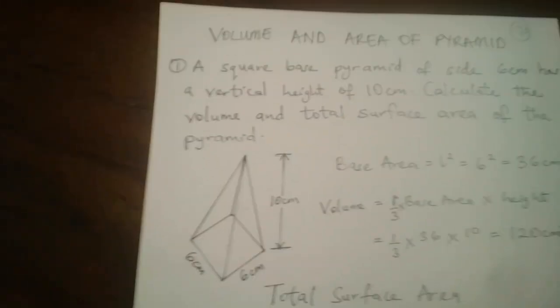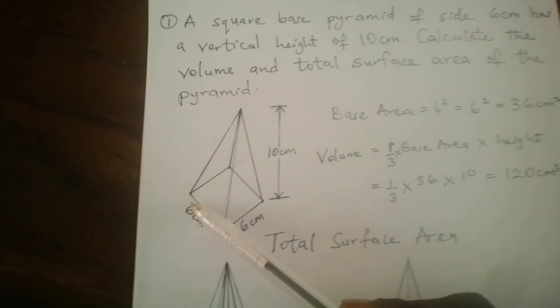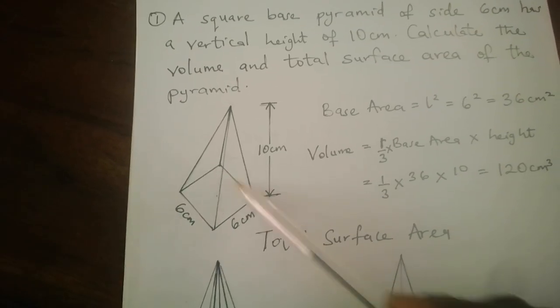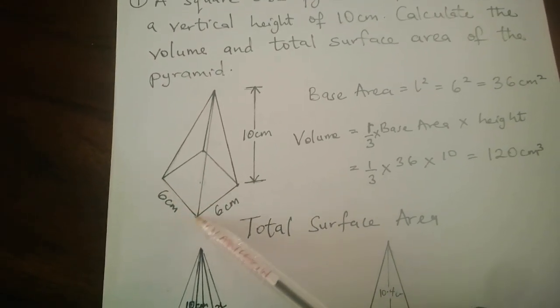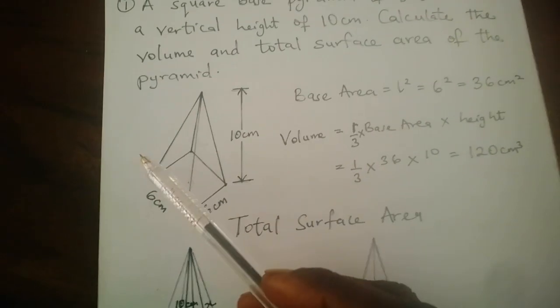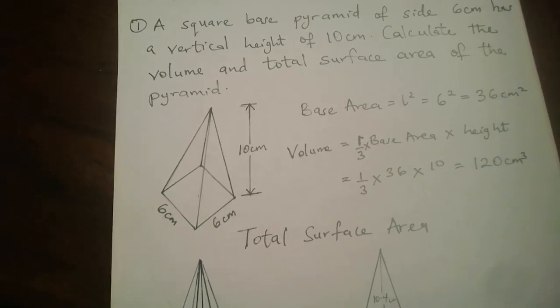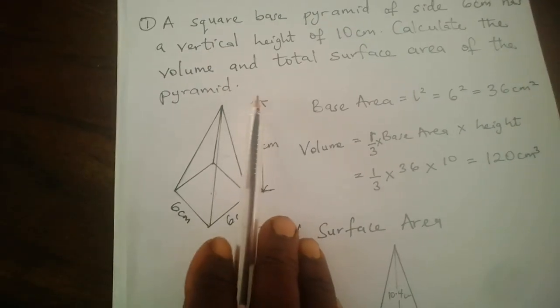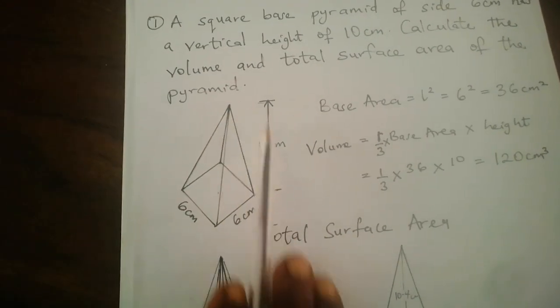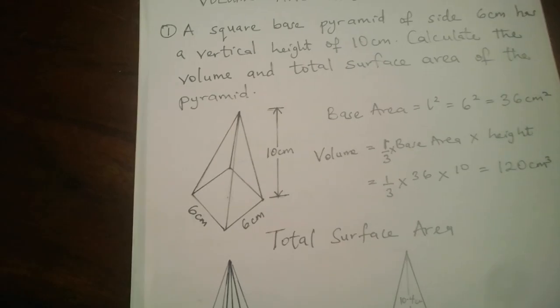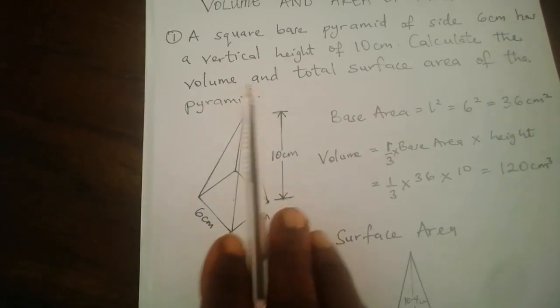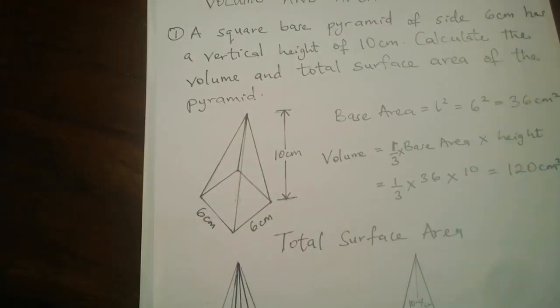Now, if you have a square-based pyramid, it means the base is a square, so the length of the side is 6 cm by 6 cm. And you are told that the vertical height of the pyramid is 10 cm. So we have to calculate the volume and the total surface area of the pyramid.